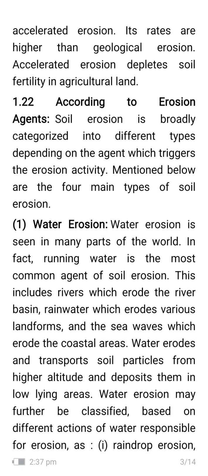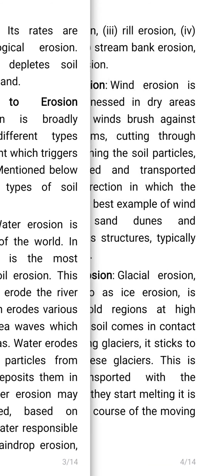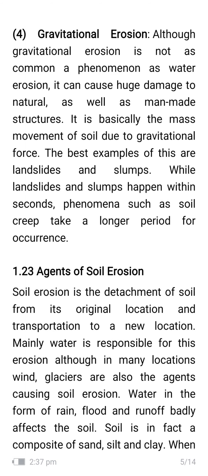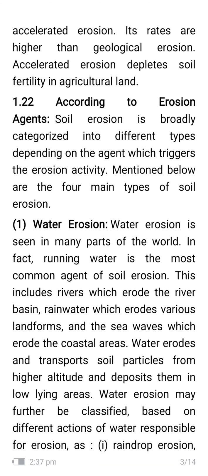Next you see, according to erosion agents, what are the agents? There are different types of agents: water erosion, wind erosion, glacial erosion, and then gravitational erosion. These are the four main types of soil erosion. First one, water erosion. Erosion is seen in many parts of the world. In fact, running water is the most common agent of soil erosion. This includes rivers which erode the river basin, rainwater which erodes various landforms, and the sea waves which erode the coastal areas.